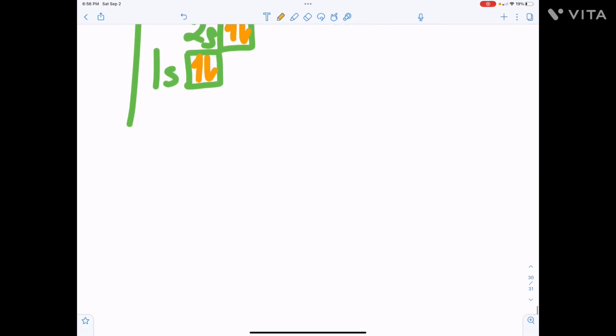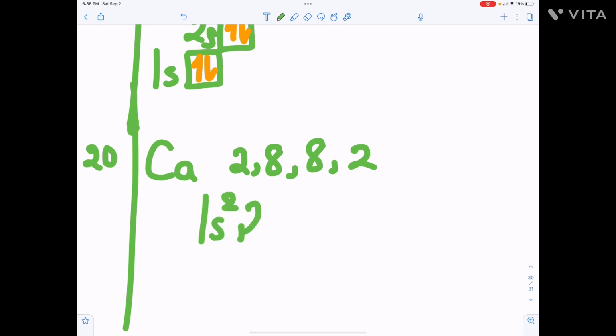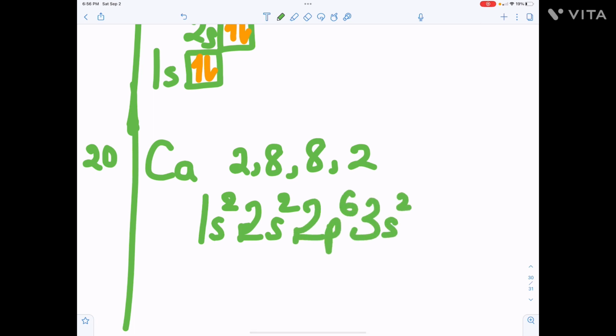So, lastly, calcium, number 20. Element number 20, calcium, Ca. Its shell electron configuration is 2882. And its quantum electron configuration is 1s2, 2s2, 2p6, 3s2, 3p6, 4s2.